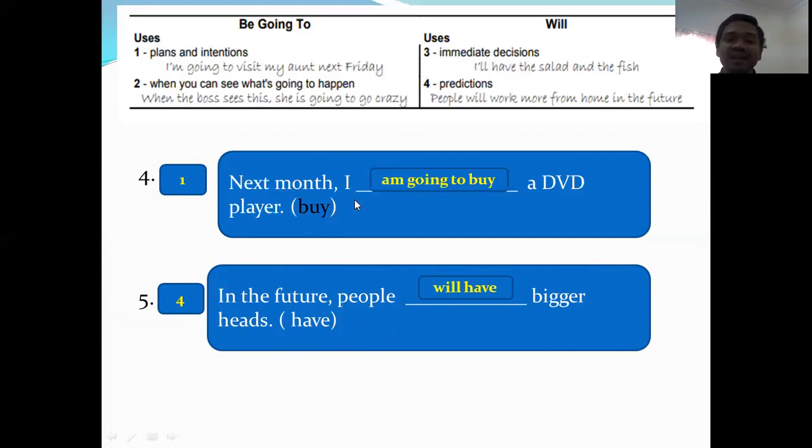So take note once again, the formula: subject, the be verb, and then going to and verb one. And if it is will, subject, and then will plus the verb one or the simple present form. Okay? I want you to do more practice.